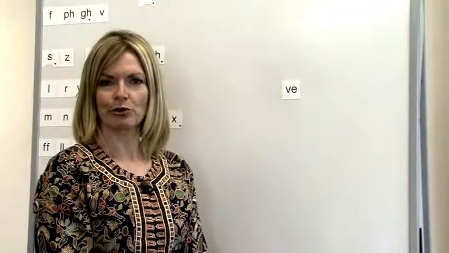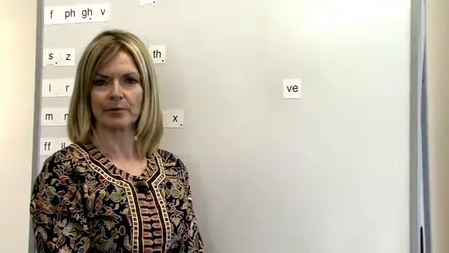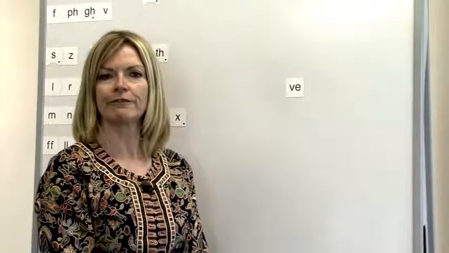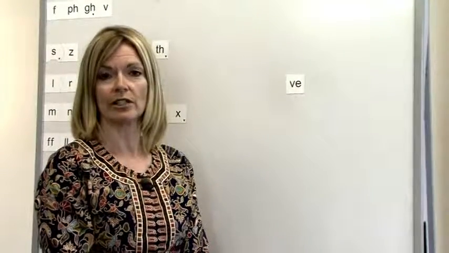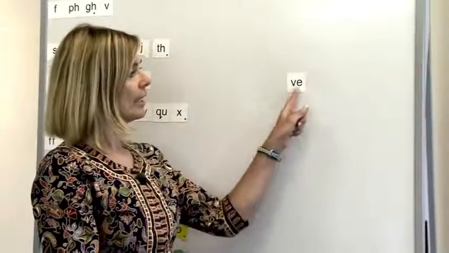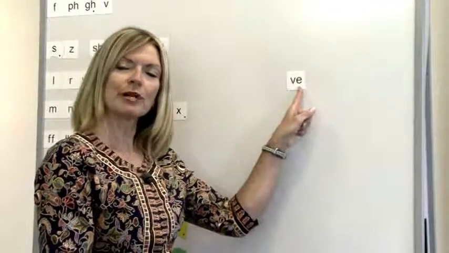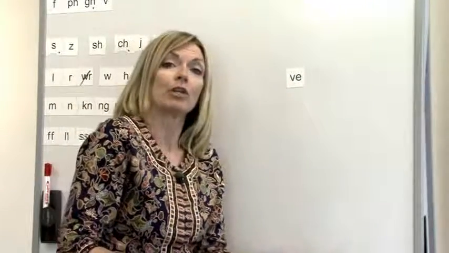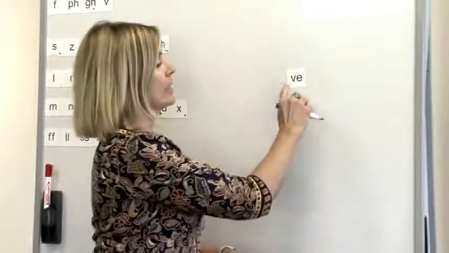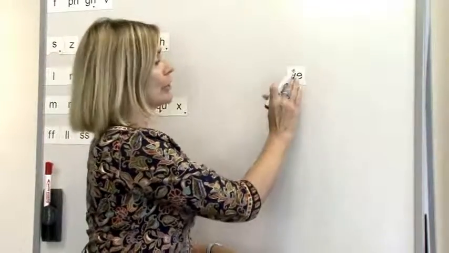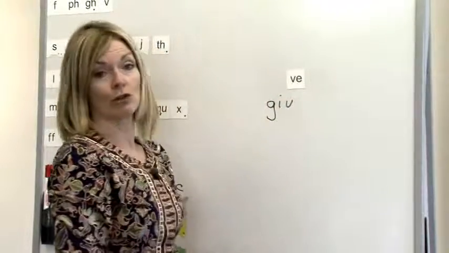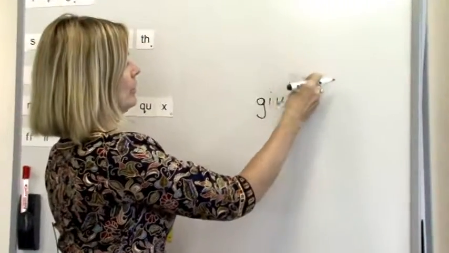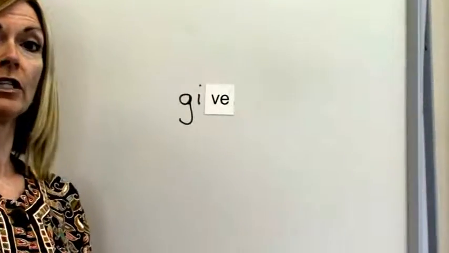Continuing with Lesson 3, new concepts, final VE. Whenever you hear the sound V at the end of a word, it's not spelled with just the V. It always has to have an E to lean on. I sometimes tell students it's like a one-legged table. It'll fall over unless it has something to lean on. So for example, the word give. Sounds great, however, has to have the VE to hold up the V.